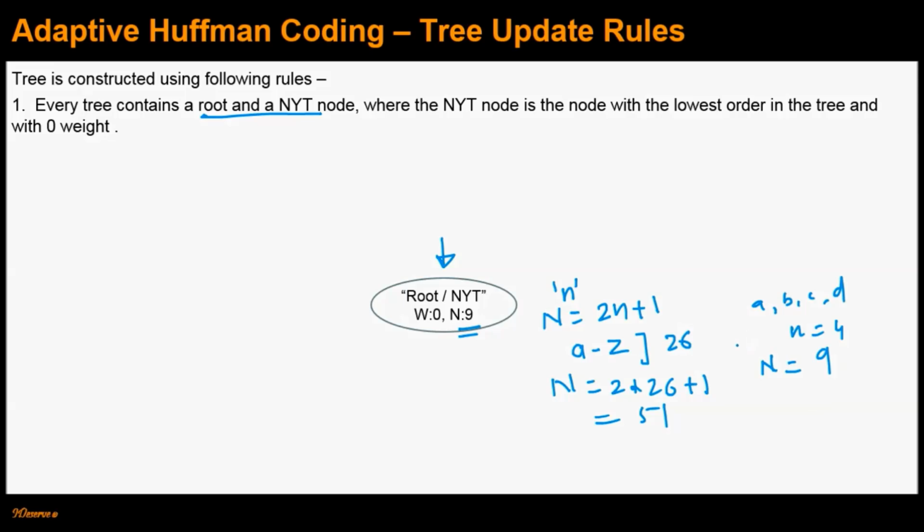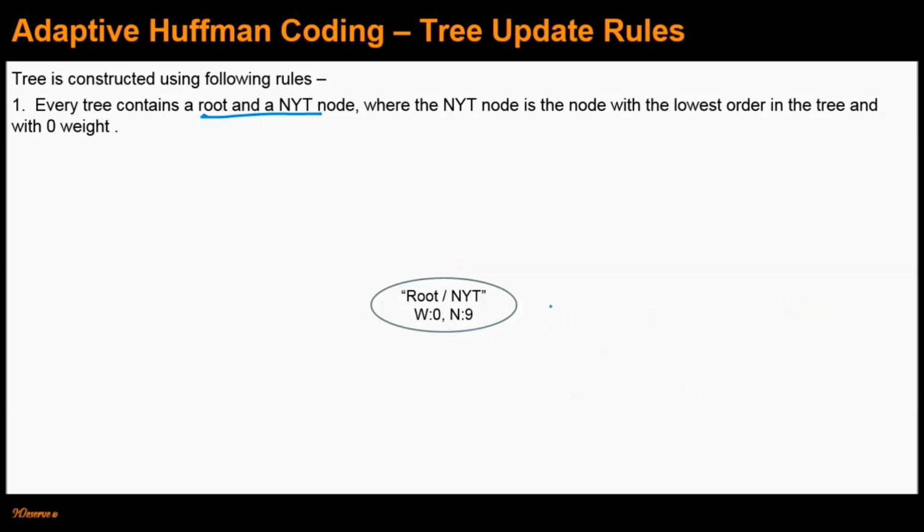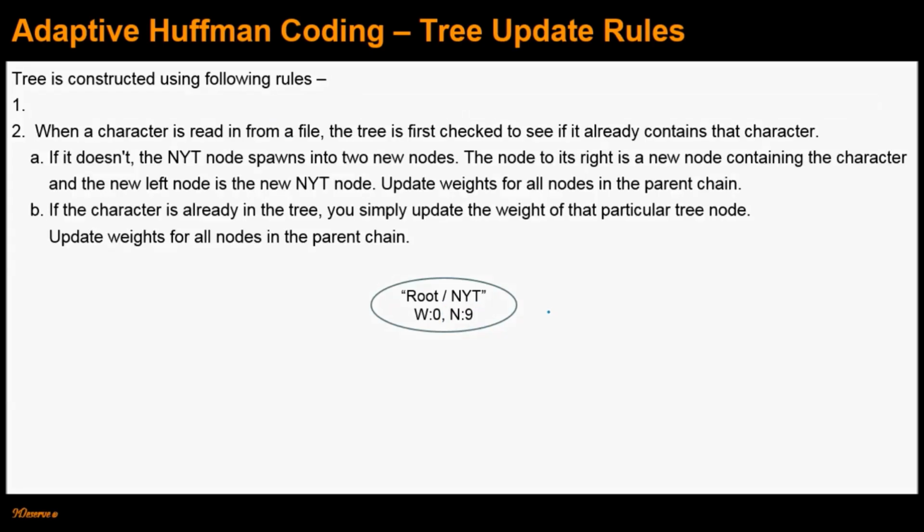So this value of capital N denotes the total number of possible nodes in the constructed binary tree. In this case, I have initialized N to 9 by knowing that there are only 4 unique symbols that are going to appear, and therefore the maximum number of nodes possible is 9. Let's continue with constructing the tree.